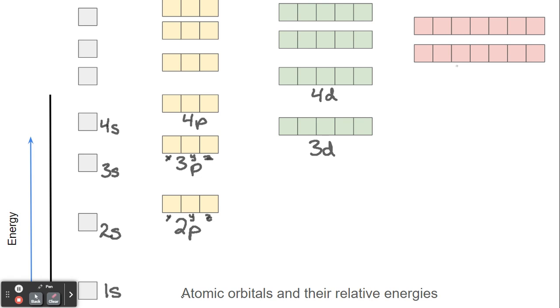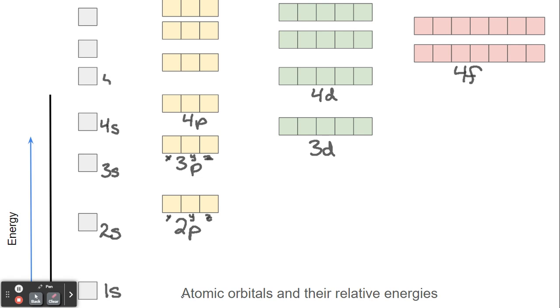After 4d, we've got 4f. So remember here, we would have had L equals 3. No, L equals 2. And then the next possibility, we've also got another possibility for L. So that's how we end up with the F orbitals here.